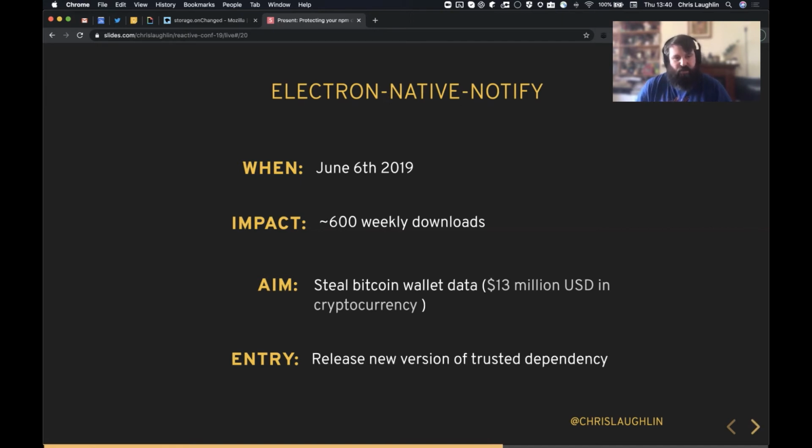And in the entry point, it was as simple as someone had managed to get access to the Electron Native Notify package and release a small version of this already trusted dependency. And then whoever was maintaining this Dash or Bitcoin wallet software was automatically updating to this new version and not knowing that they were getting this malicious code.